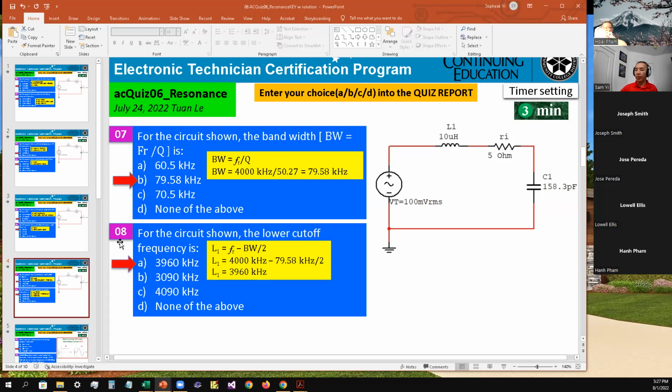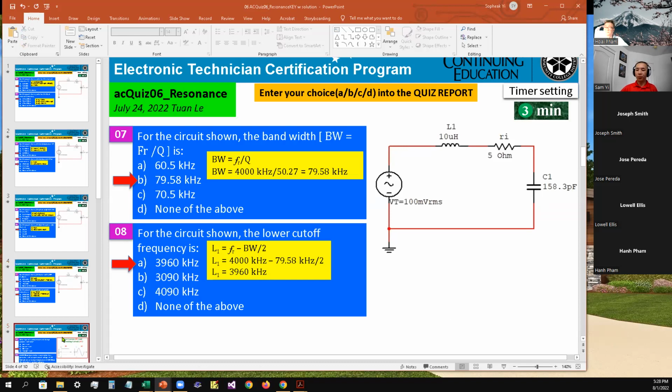For number 8, for the circuit shown, the lower cutoff frequency is FR minus the bandwidth divided by 2. We have the resonant frequency, so 4,000 kilohertz minus 79.58 kilohertz divided by 2. That comes to 3960 kilohertz. So the answer is A for number 8.